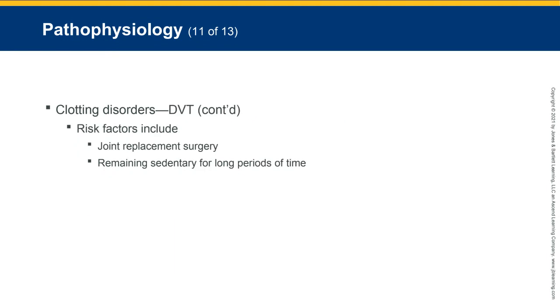Now, risk factors for DVT: joint replacement surgery, remaining sedentary for long periods of time. And that is why when certain patients have come out of surgery or they're in old age homes where they can't move on their own, they have to be turned, right, at certain intervals. We don't want clots forming and we don't want the skin to break down as well.